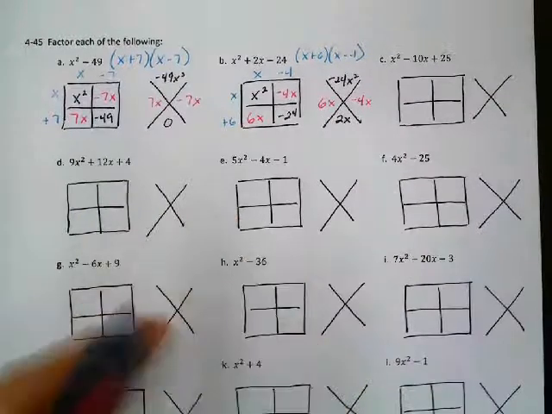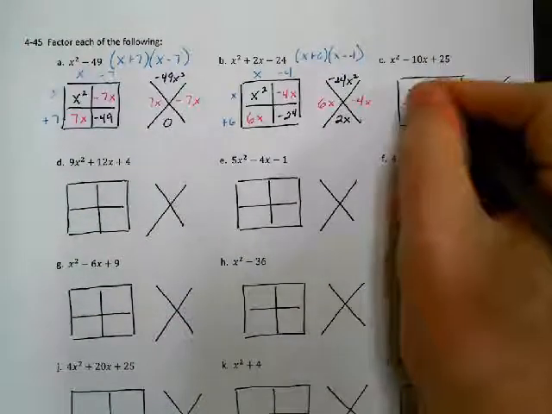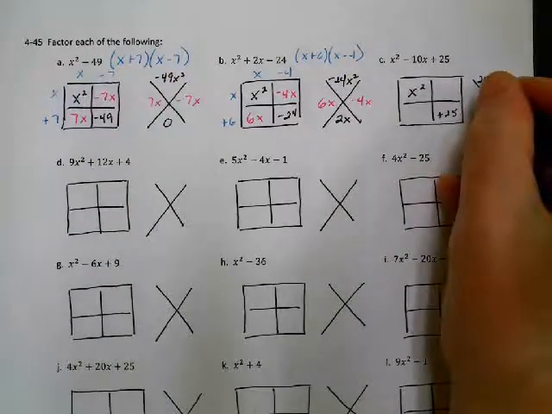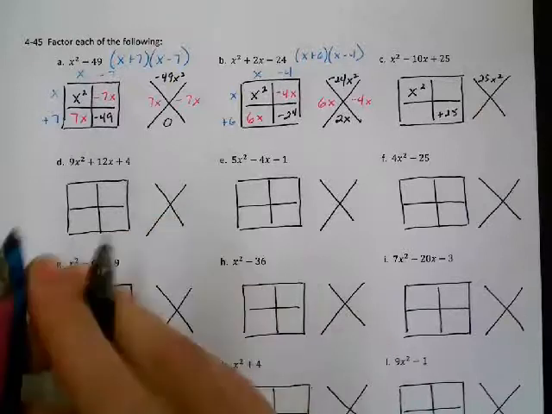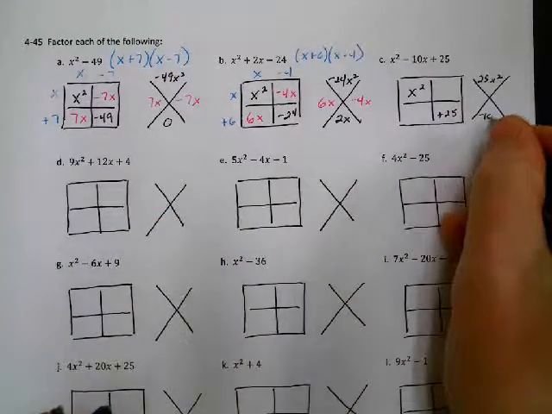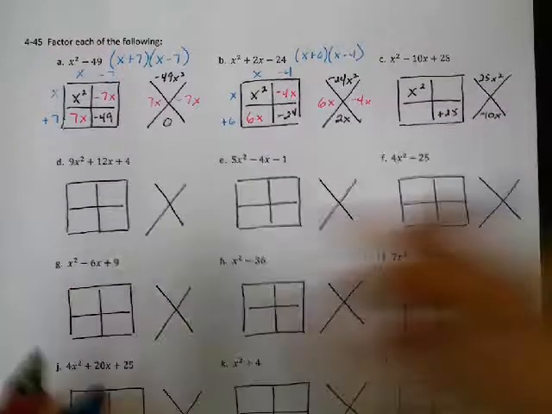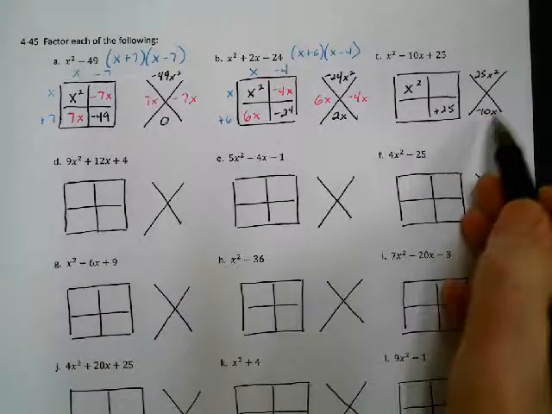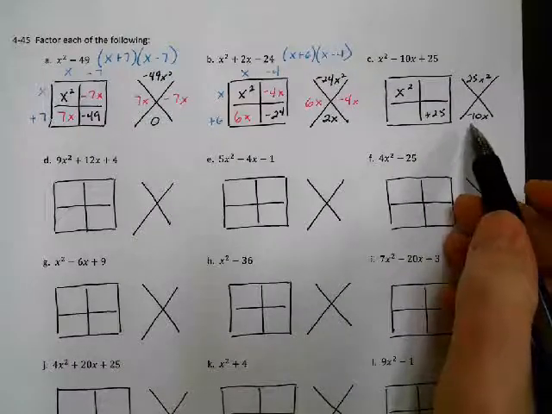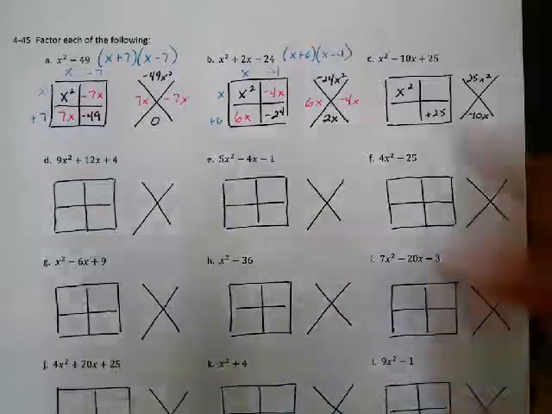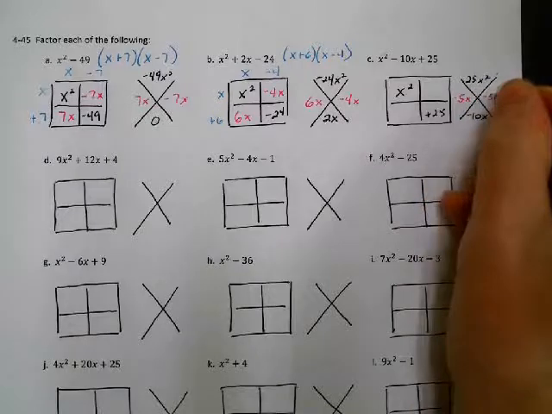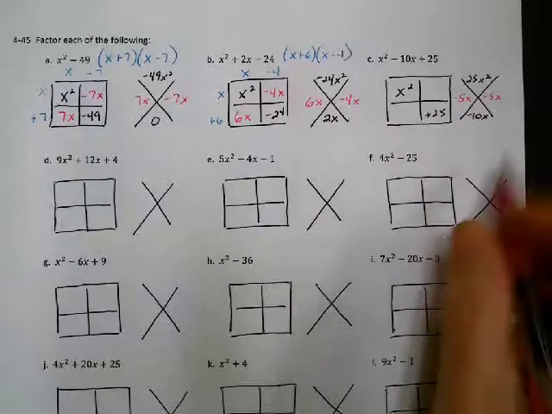Next one. So x squared goes here, 25 goes here. They multiply to give me 25x squared. And they are adding to give me negative 10x. All right, so what multiplies to give me positive 25 but adds to give me negative 10? Now, the only way that's going to happen is if both the numbers are negative. So I think my two numbers have to be negative 5 and negative 5. Because when you multiply those, you get a positive, but when you add them, you get negative 10x.